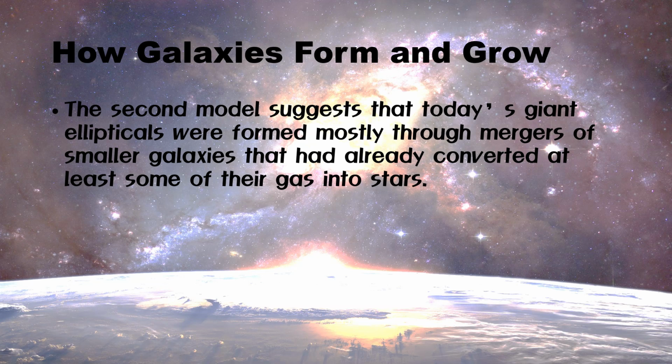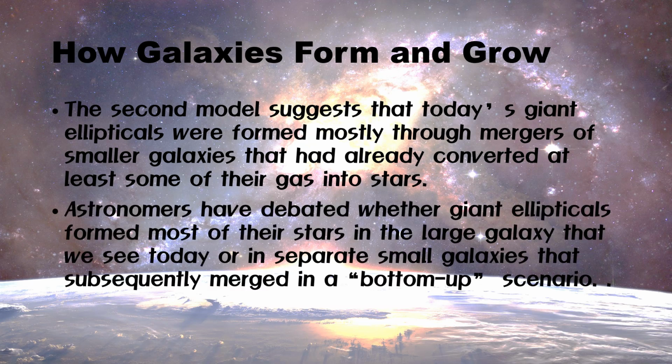The second model suggests that today's giant ellipticals were formed mostly through mergers of smaller galaxies that had already converted at least some of their gas into stars. Now, astronomers have debated whether giant ellipticals formed most of the stars in the large galaxies that we see today, or in separate smaller galaxies that subsequently merged. This is the bottom-up scenario.